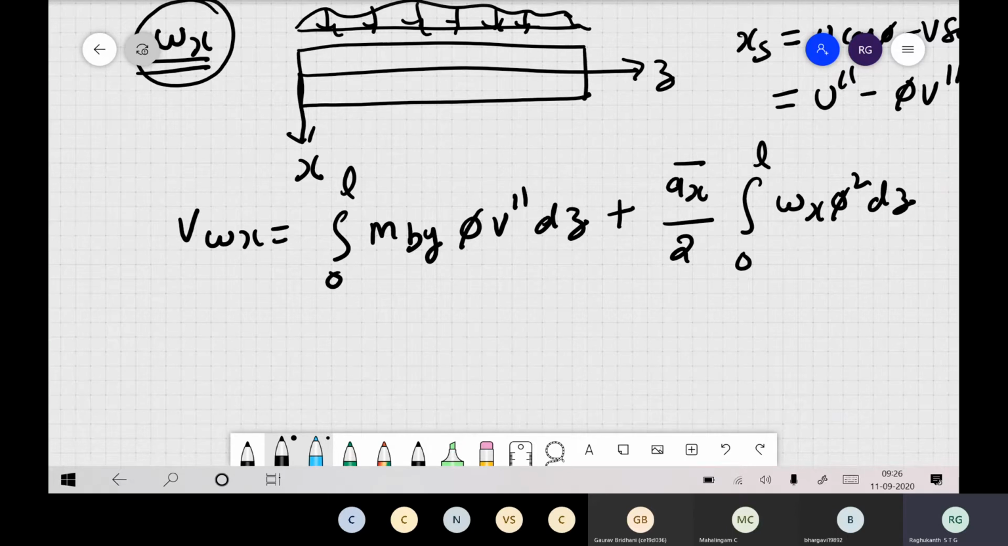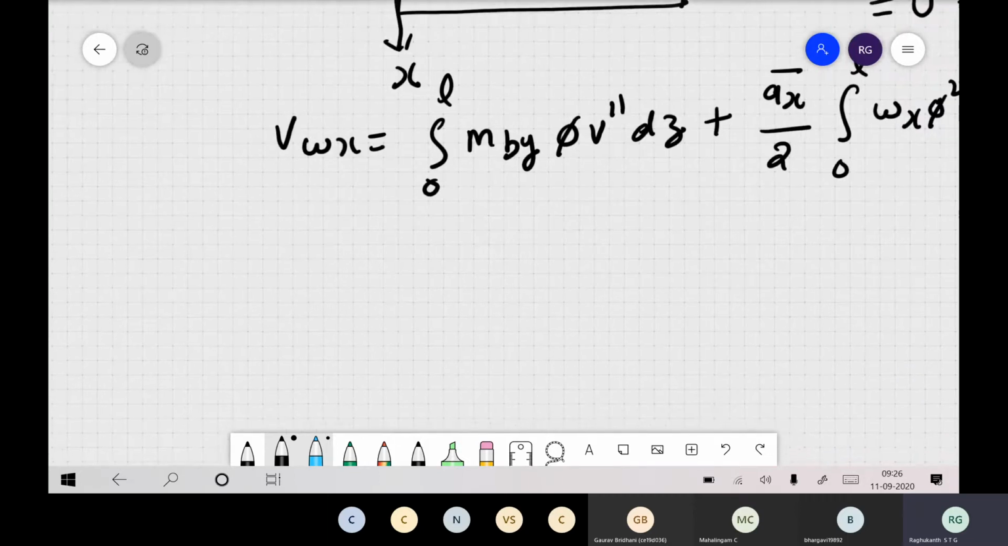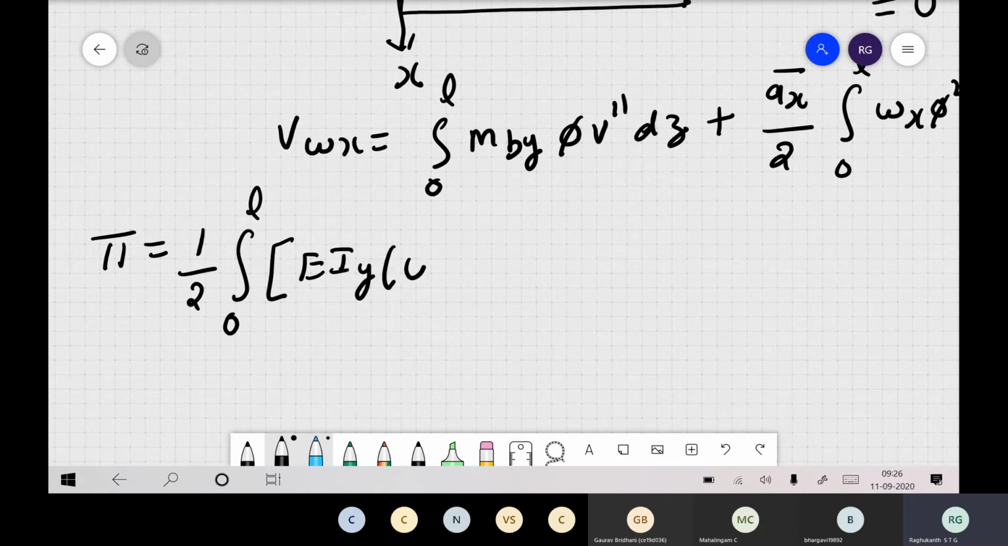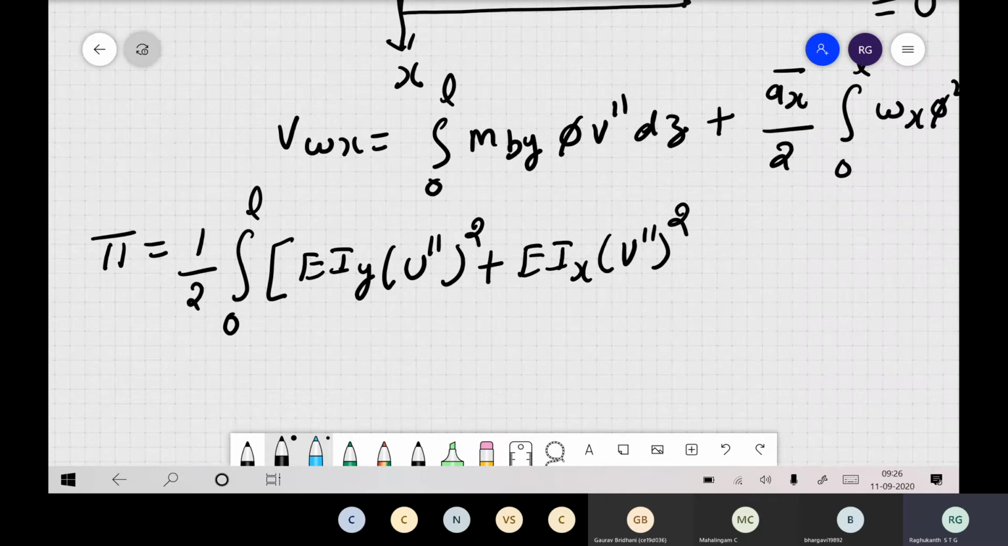So similarly, this is the work done by this one, and you can add all the terms. Now the total energy due to x as well as y also. If you try to calculate, you have half integral 0 to l, EIy (u double dash) whole square plus, EIx also will come into picture, (v double dash) square. So it is much more general case.